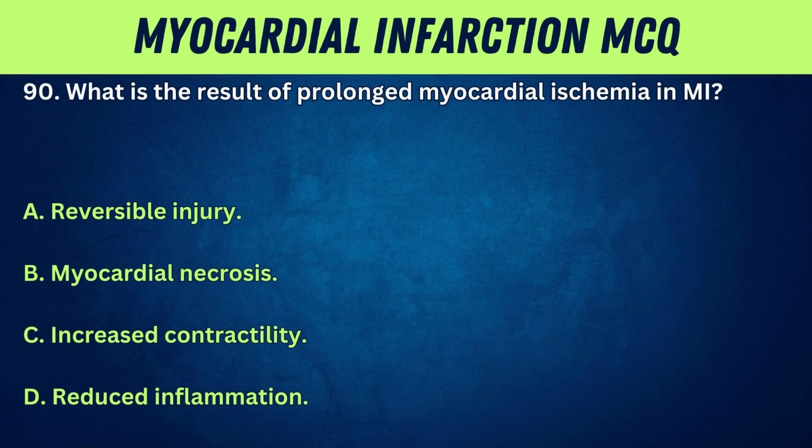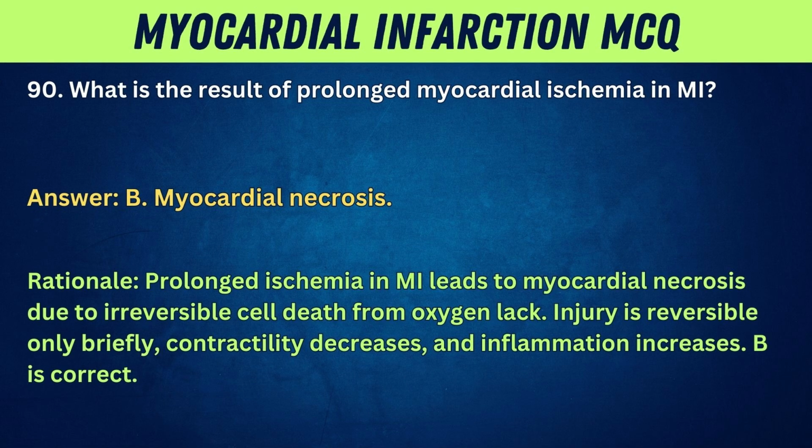B is correct. 90. What is the result of prolonged myocardial ischemia in MI? A. Reversible injury. B. Myocardial necrosis. C. Increased contractility. D. Reduced inflammation. Answer: B. Myocardial necrosis. Rationale: prolonged ischemia in MI leads to myocardial necrosis due to irreversible cell death from oxygen lack. Injury is reversible only briefly, contractility decreases, and inflammation increases.